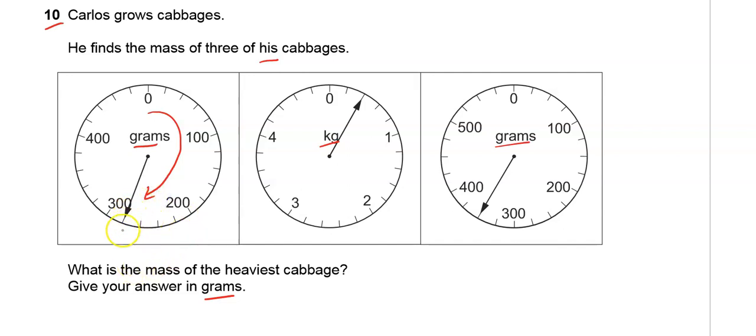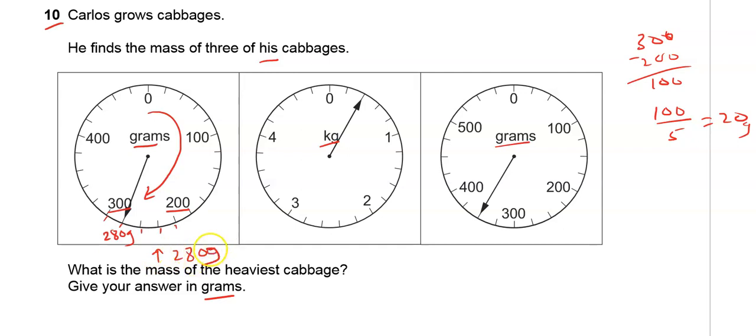So what is the mass in this position? Of course, from 200 to 300, there are 1, 2, 3, 4, 5 divisions. So 300 minus 200 to find the range between, this is 100, and there are 5 divisions. So 100 divided by 5, each division is 20 grams. So this is 220, 240, 260, 280. So this is 280 grams. So the first one is 280 grams.